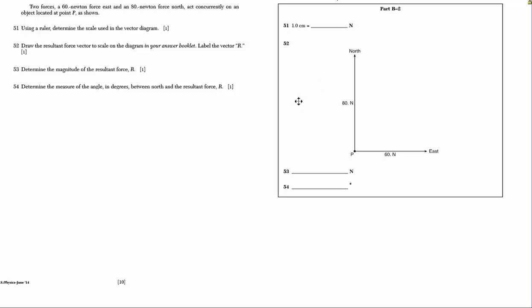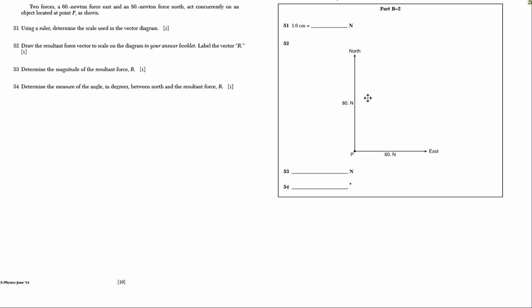So for this first one, the information up top is provided, and we have a 60 Newton force, which is east, and an 80 Newton force, which is north, acting concurrently on an object at point P. And we need to use a ruler to determine the scale of the diagram. Now, I'm not going to take a ruler and measure it because I know it's not accurate. It's not to scale. I shrunk this whole diagram up.